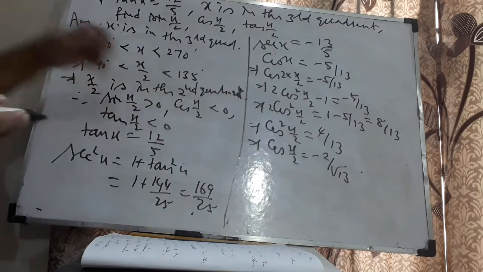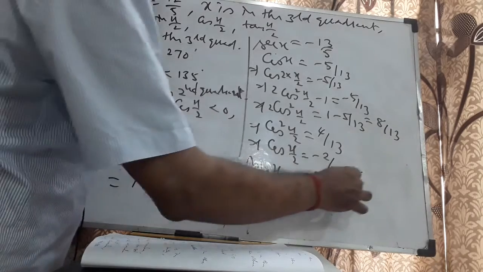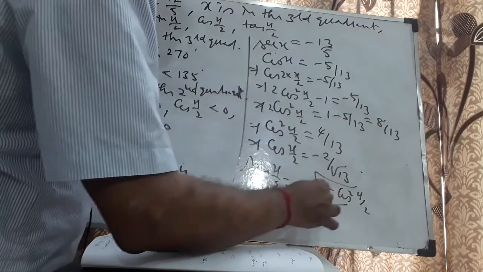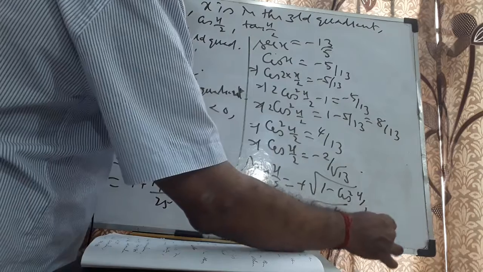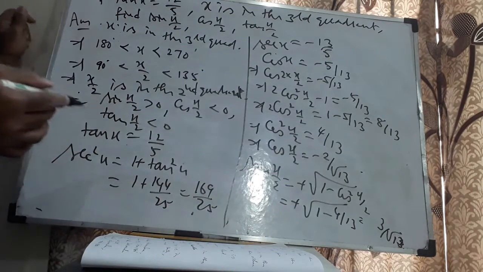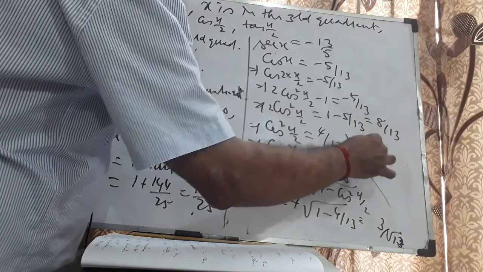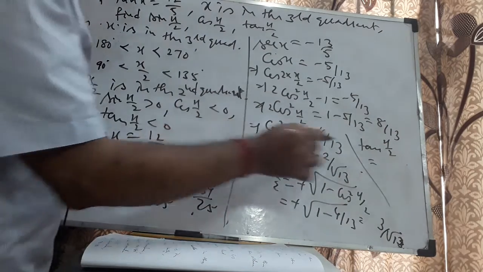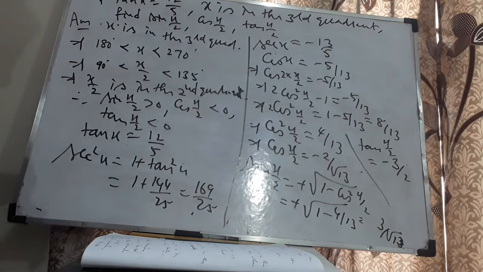See here, cos x by 2 is negative. Now sin x by 2, I take it as the positive square root of 1 minus cos square x by 2, which is plus root of 1 minus 4 by 13, which is 3 by root 13. Anyway, 13 minus 4 is 9. Therefore, root 9 is 3 by root 13. Therefore, tan x by 2 here is sin x by 2 by cos x by 2, which is reduced to minus 3 by 2. Root 13 will get cancelled automatically.